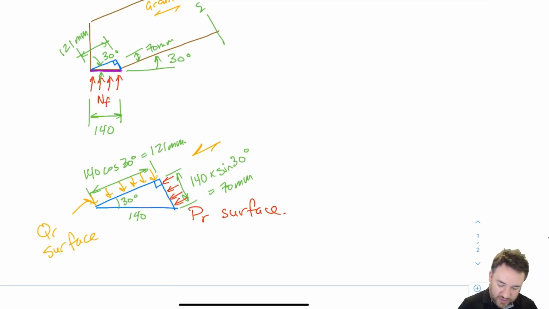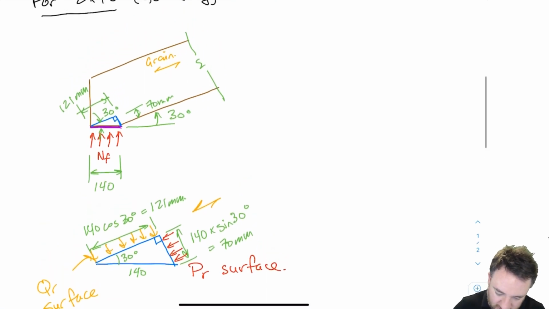Okay, so now we have our geometry. What's the area of those surfaces? It's 70 times the thickness of the member, which in this case is 38. So this is a 38 by 235 member. So it's 38 in the plane, and then 70 for the PR, and then I should do it the other way, 121 for the QR. So it's 121 times 38, and 70 times 38 on this side. Okay, so now we have those areas.